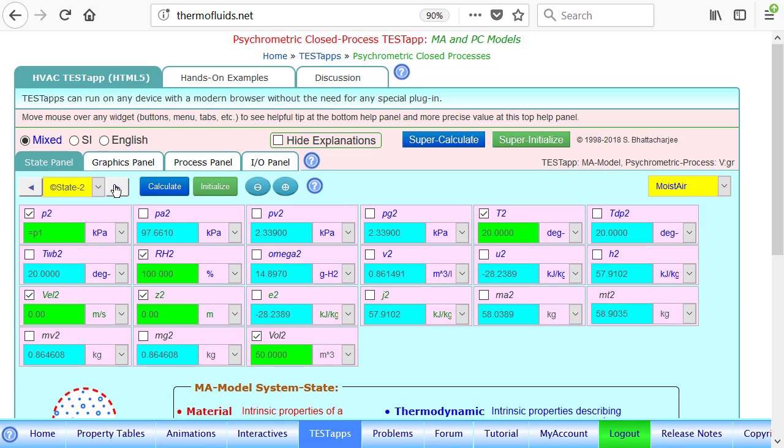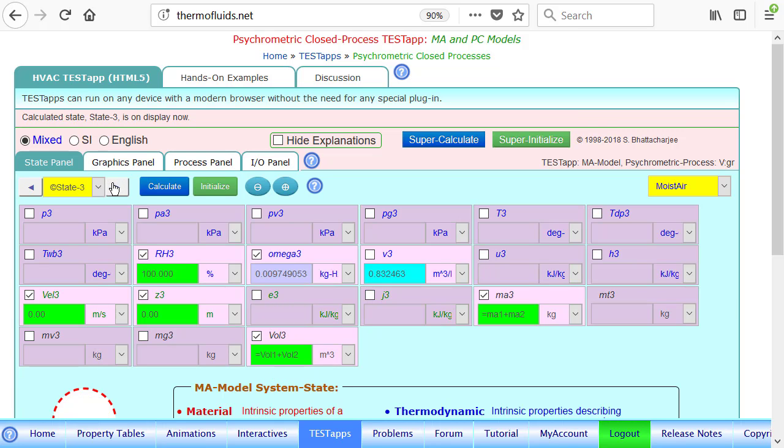For state 3, if you notice, we don't have sufficient information. What is given is the total volume must be volume 1 plus volume 2. The total mass of dry air must be dry air at state 1 plus dry air at state 2. And of course, we don't know omega. Let's forget it for the time being. Of course, the final RH will be 100% in this joint tank because we have condensation. So relative humidity will be 100%. So we need one more piece of information.